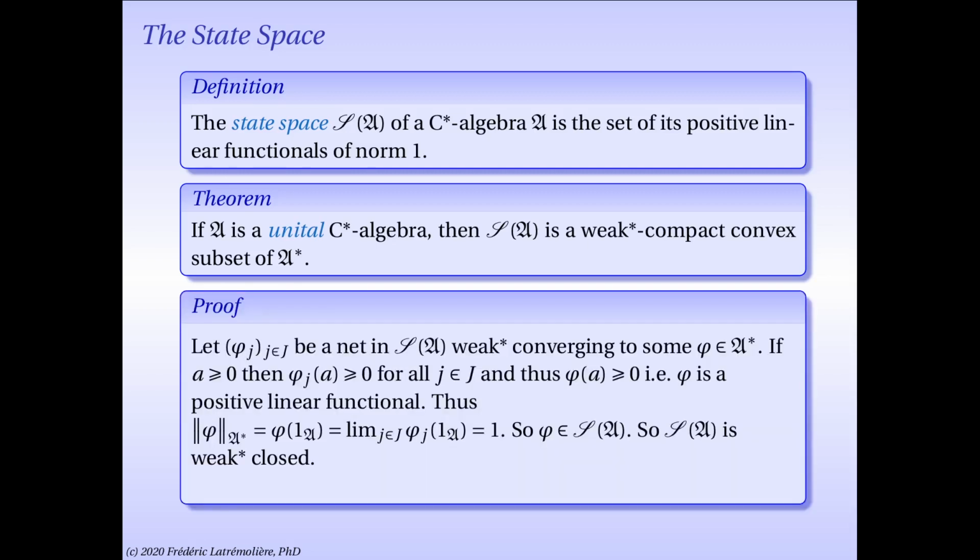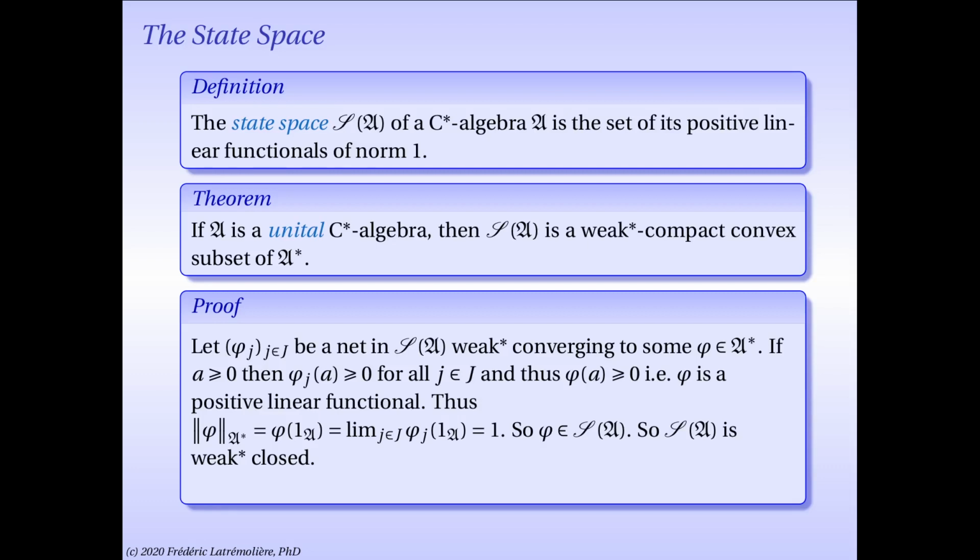So I'm first going to prove the state space of a unital C-star algebra is weak star closed. So let phi sub j be some net of states which converges in the weak star topology to some phi, which is a continuous linear functional for all I know at the moment. If I take A, a positive element in my C-star algebra, then I know that for any j in my index set, phi j of A is positive because the elements of my net are all states, they're all positive linear functionals. So the limit of a net of positive numbers being positive, phi of A at the limit is again a positive number. So certainly the limit in the weak star topology of a net of states must be a positive linear functional, and that is actually always true whether the C-star algebra is unital or not.